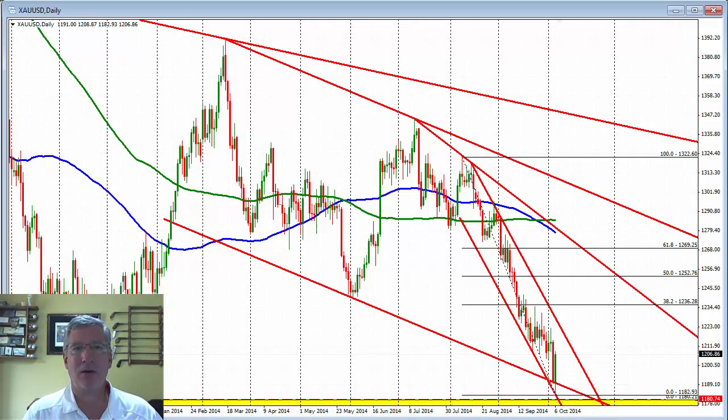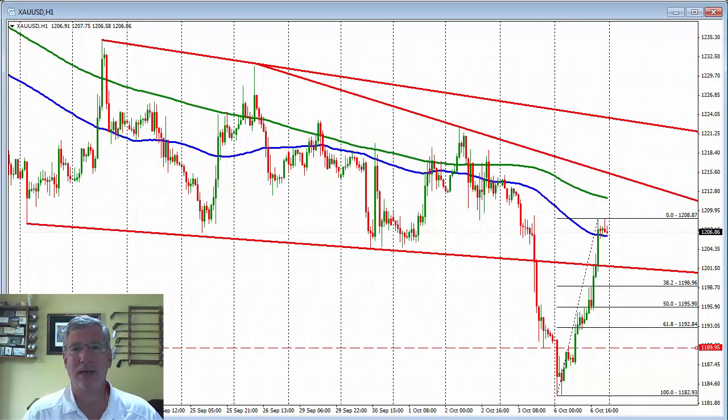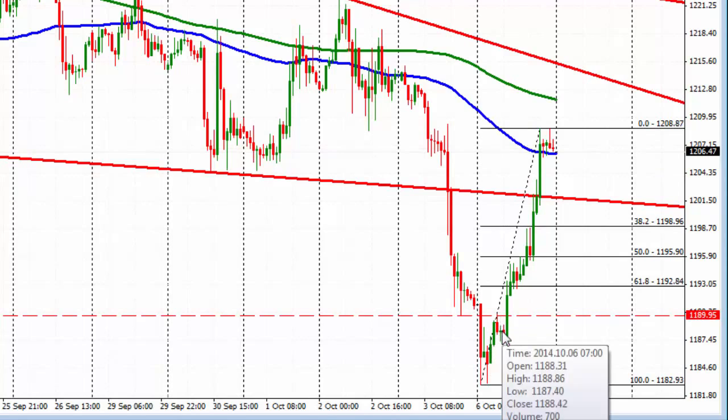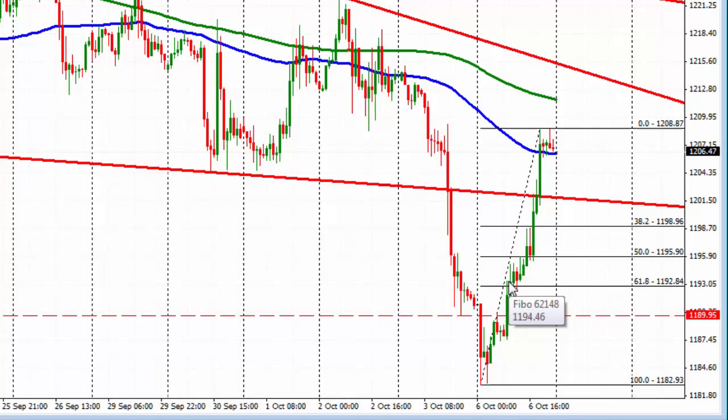Let's take a look at the hourly chart and see what that is telling us. We put a line in around the 1190 level. Remember, the 1190 level was not only the low from Friday's trade, but it's also where we broke back above that bottom trend line on the daily chart, right? So we went up to around the 1190 level. We retraced, the market gathered itself, and then we broke above the 1190 level.